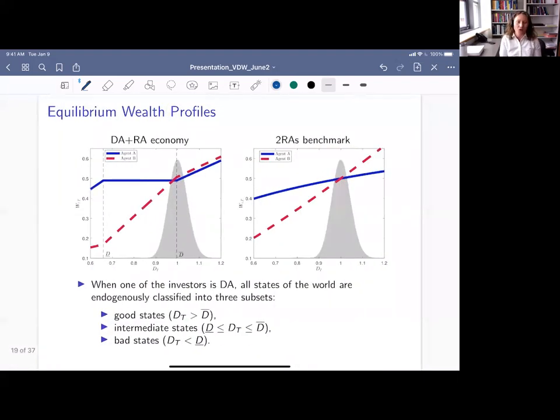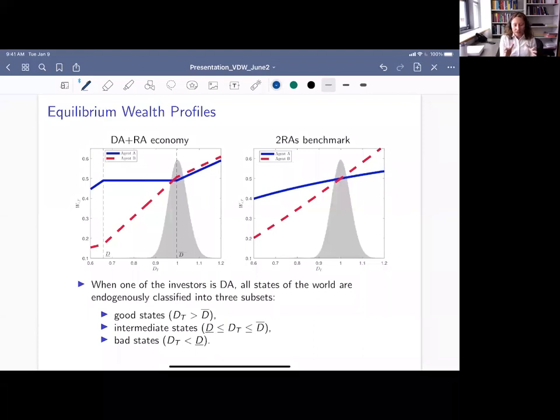So let me show you the core intuition that you should see already when I talk about these equilibrium wealth profiles. Here we plot the equilibrium terminal wealth of the two economies. Our main focus is on the plot on the left, but as a benchmark to see what's different, we also plot the economy with two risk-averse agents. The y-axis shows the equilibrium terminal wealth. The x-axis shows the level of the dividend fundamental, and we have the shaded PDF for reference so that you see which states are more or less likely.